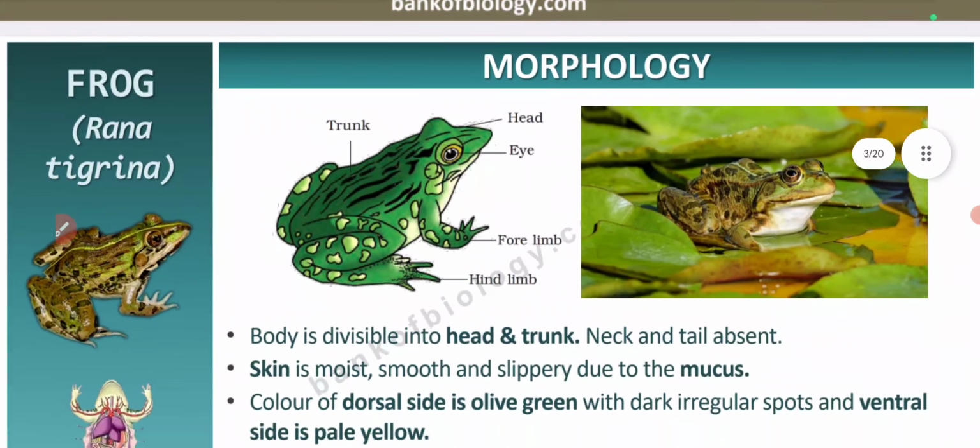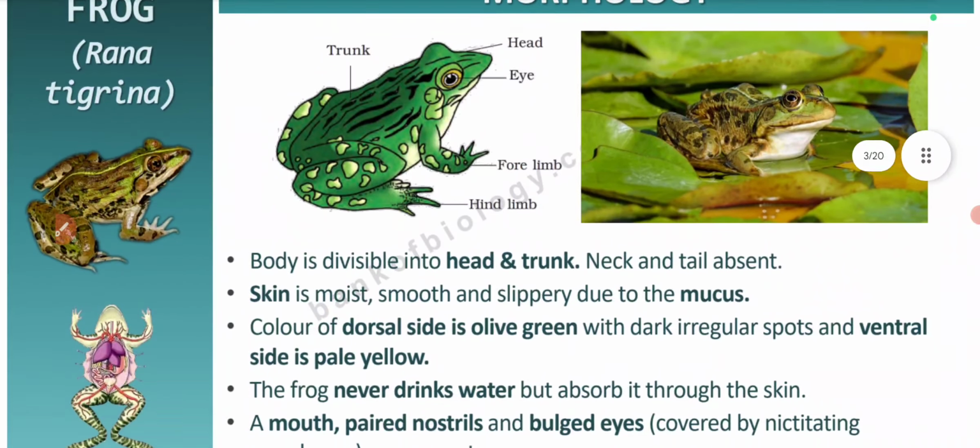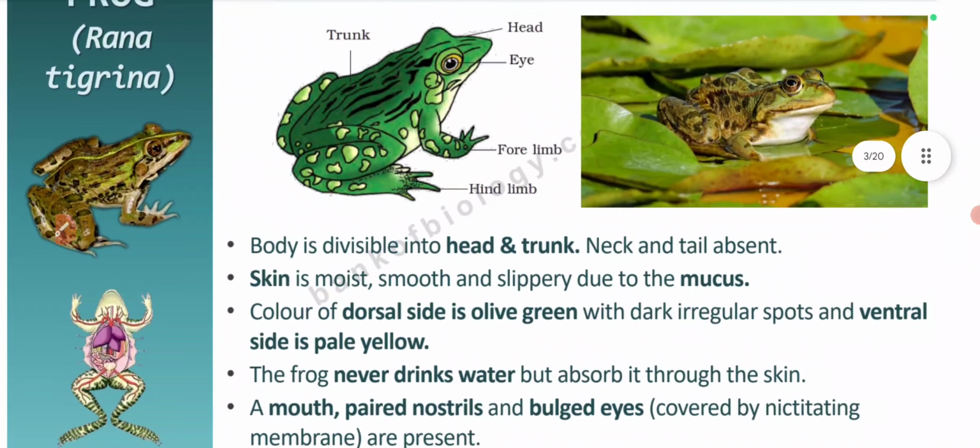Next, morphology. You can see the body is divided into head and trunk. Neck and tail are absent. As you can see in the diagram, skin is moist, smooth and slippery due to the mucus. The whole body is covered by mucus. That's why it is moist, smooth and slippery.